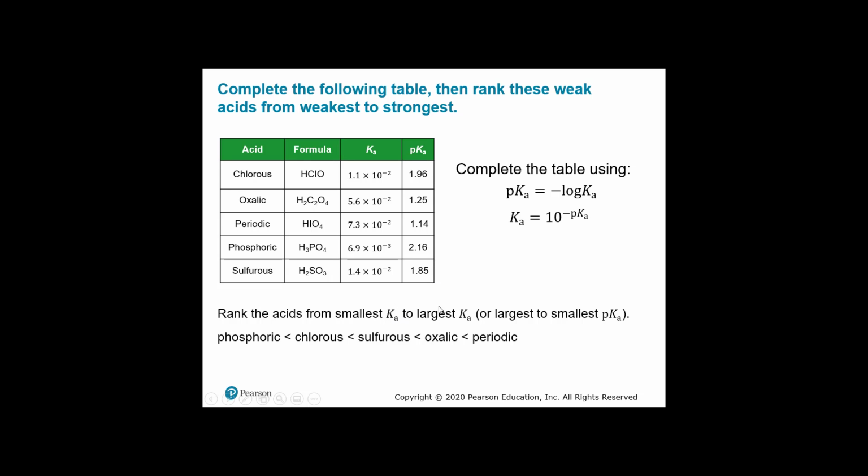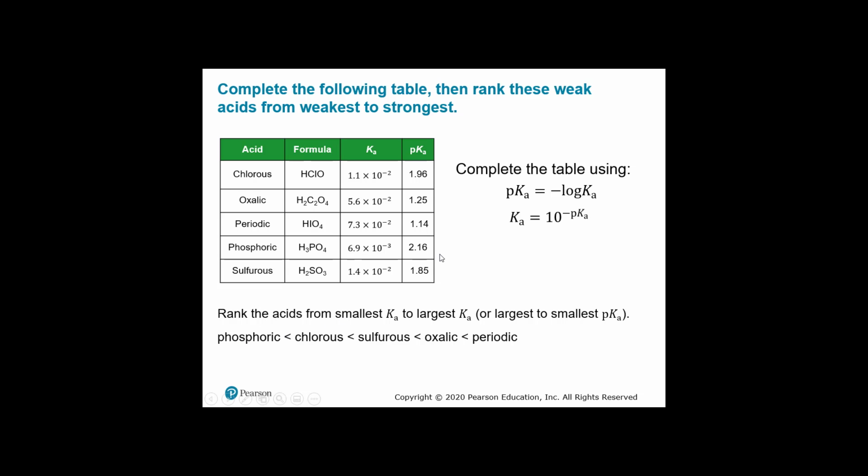So Ka, the larger the value, the stronger the acid. And it's the opposite for pKa. The larger the value represents a weaker acid, and the smaller the value represents a stronger acid. So that's why it's easier in a sense to use these values over these values. So let's take a look at the order so we can understand this. Phosphoric acid. So this is from weaker acid to stronger acid.